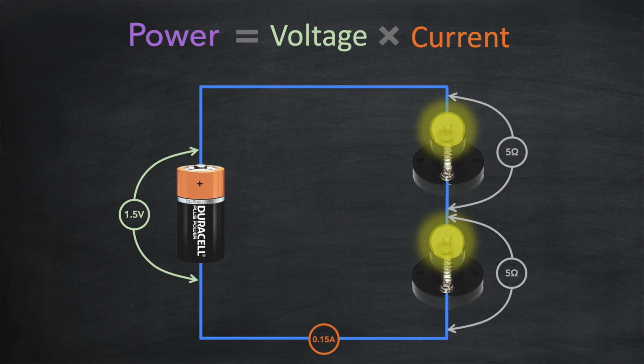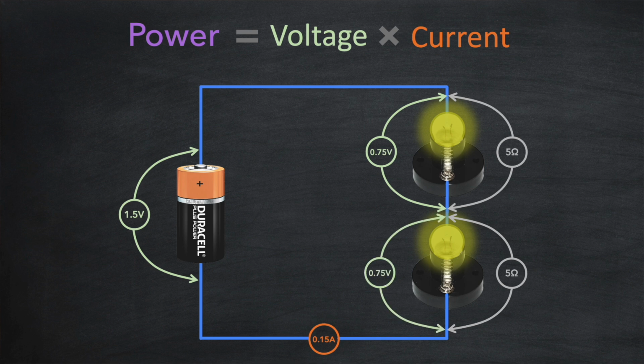Okay, how about the power of each bulb then? Well, the 1.5 volts splits evenly across the bulbs as before, so that's 0.75 volts across each bulb. The power is then 0.75 volts times the current, 0.15 amps, and this works out to 0.11 watts. You might have thought that the battery with 2 bulbs would be half as bright as the single bulb, but actually the bulbs are 4 times dimmer.